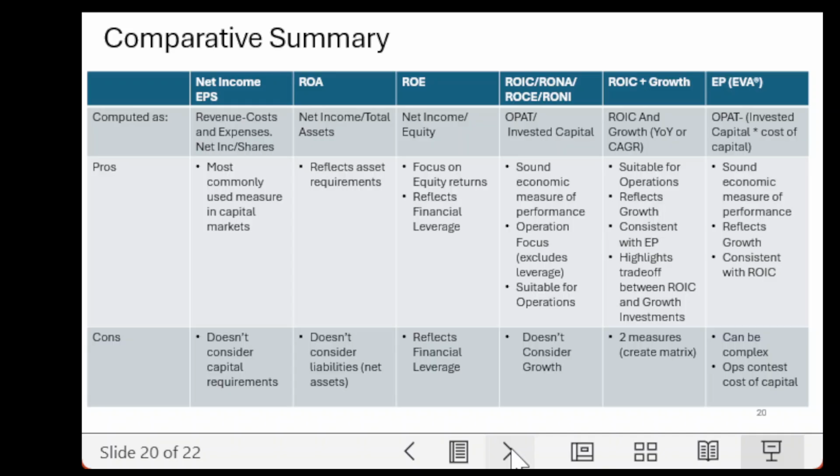So if we add in the next column revenue growth to ROIC, then we've got all the value drivers accounted for. It's suitable for operations, reflects growth, consistent with economic profit. The only downside is it's not a single measure, it creates two. So you can have two measures shown. Back in my day, we used to reflect both the growth rate as well as the profitability and the return on net investment.